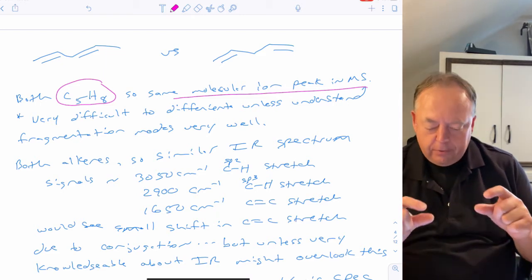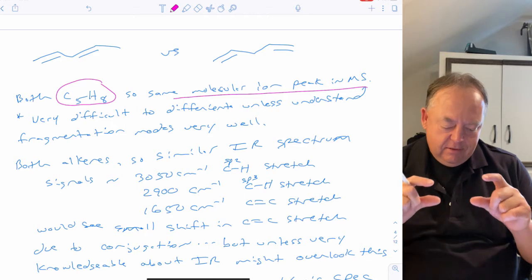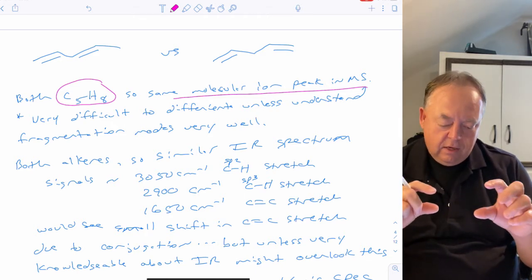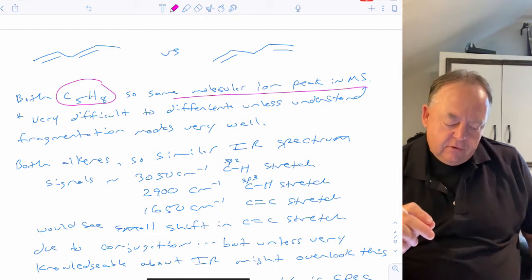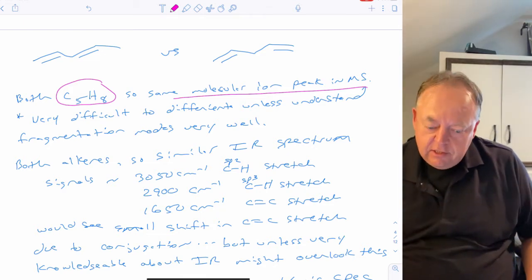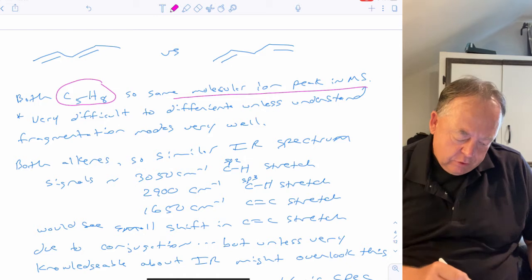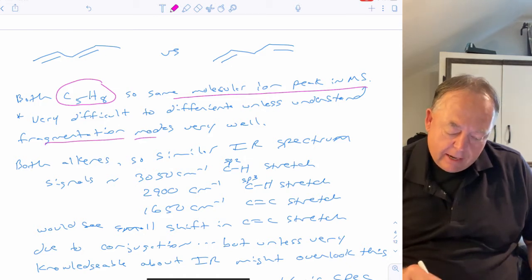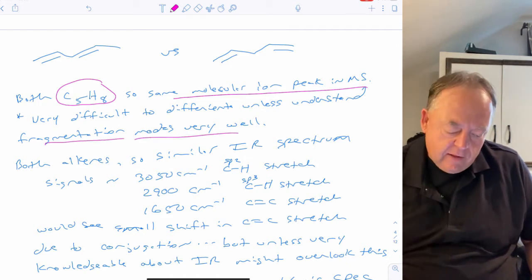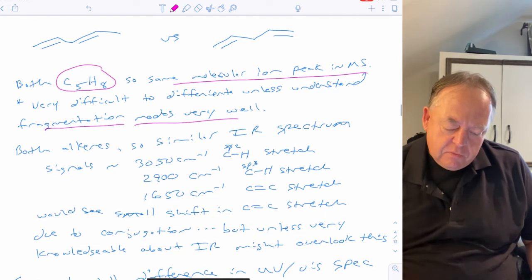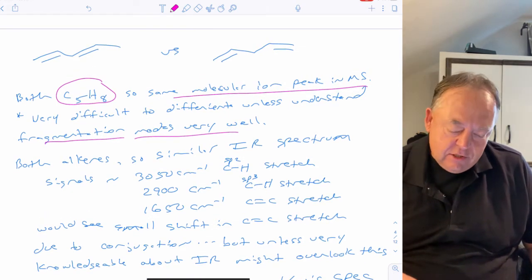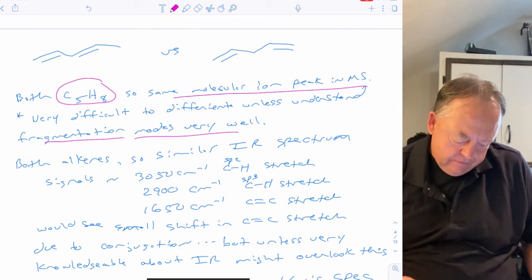So if I gave you a sample, a bottle, and I didn't tell you which vial contained which sample, it would be difficult using mass spectrometry to tell the difference between them, right? Unless you understood fragmentation patterns very well and you could interpret how the molecules fragment. But if you're not an expert in mass spec and you can't interpret fragmentation patterns, then you're not going to be able to figure out which is which by mass spectrometry.